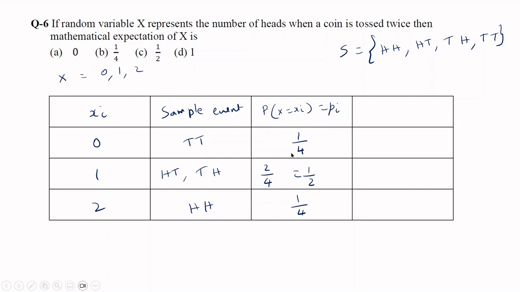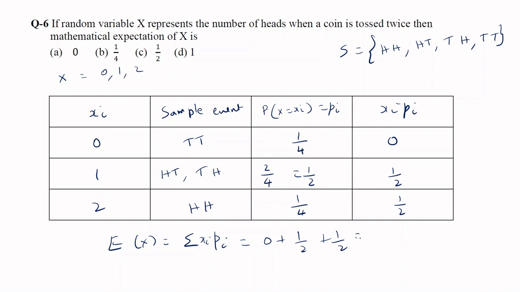Now we are asked to find the mathematical expectation of x. Expectation of x is nothing but the summation of xi pi. So let us find xi pi, the product of these two. 0 into 1 by 4 is 0. Then 1 into 1 by 2 is 1 by 2. Then 2 into 1 by 4 is 1 by 2. So the sum of these three is 1. Therefore, expectation of x is equal to 1.